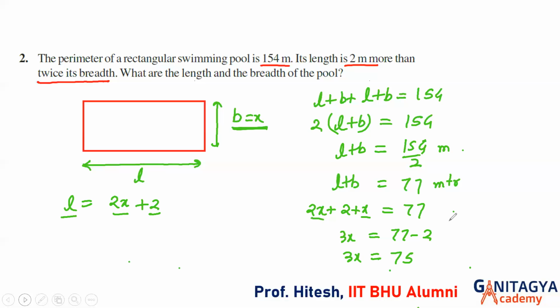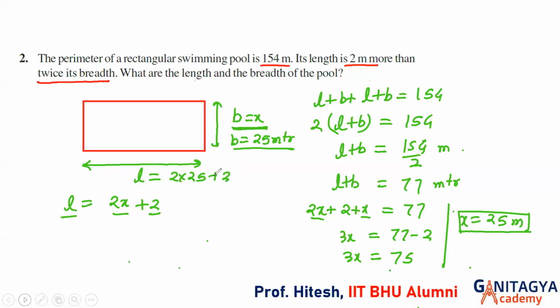So 3x is 75, x will be 25 meter. This is x, that is breadth, 25 meter. And L will be 2 into 25 plus 2. So it is nothing but 52 meter. Please write it down and let me know when done.